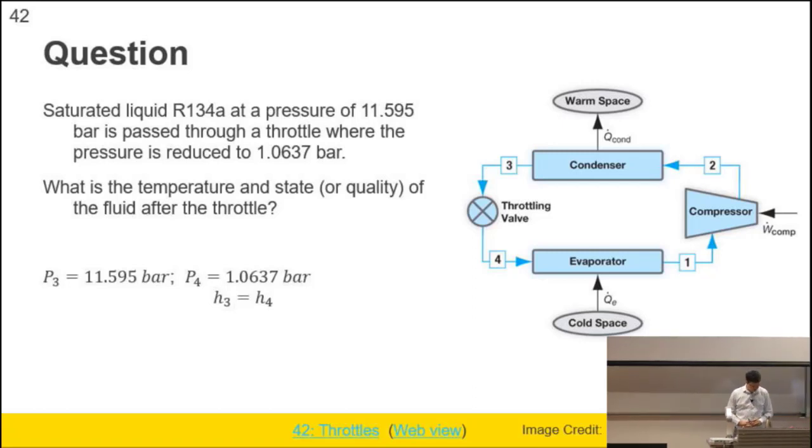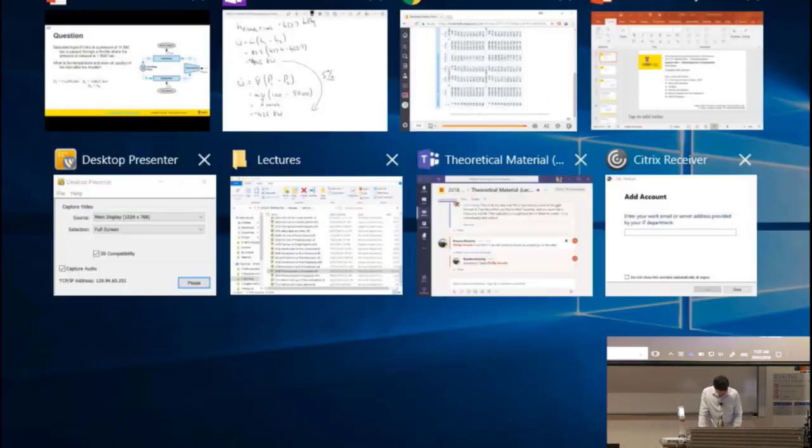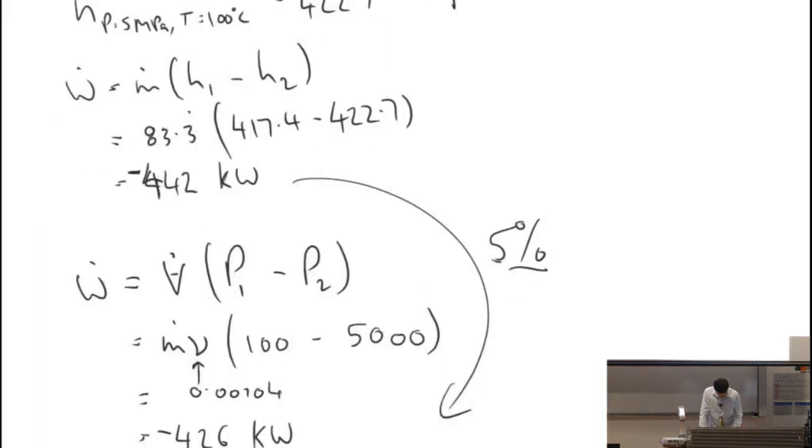I think the result of this will be surprising. So take saturated refrigerant, R134A, from a high pressure to a low pressure. So you've taken it into a high pressure, you've condensed it down to a saturated liquid, and now you're going to put it through a throttle. What's the temperature and the state of the liquid at the end of the process? So let's have a look at what that looks like.